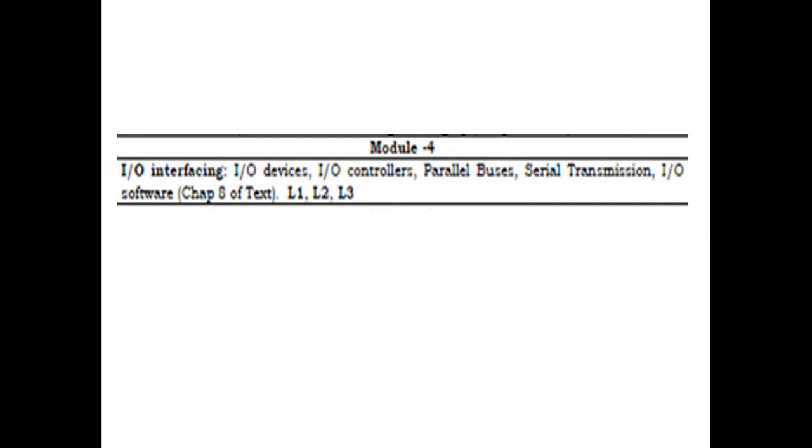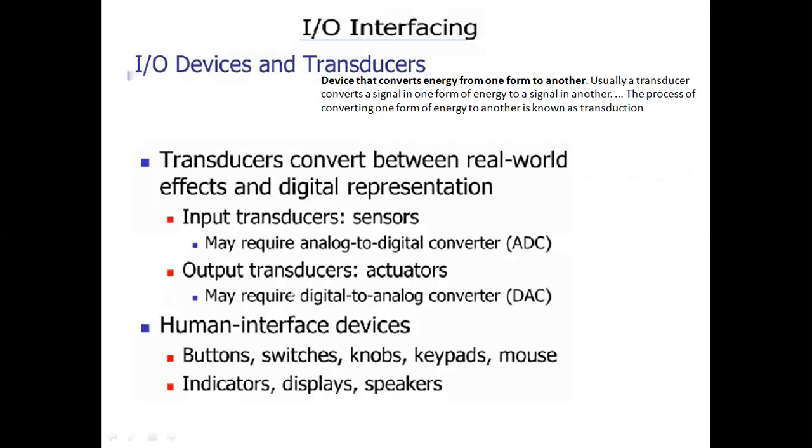Because for any system, we need to have this IO interfacing unit attached with it. Without input and output interfacing, no system will be able to interact with the outside world. So IO interfacing is a very important topic. So we have this first heading as IO interfacing.